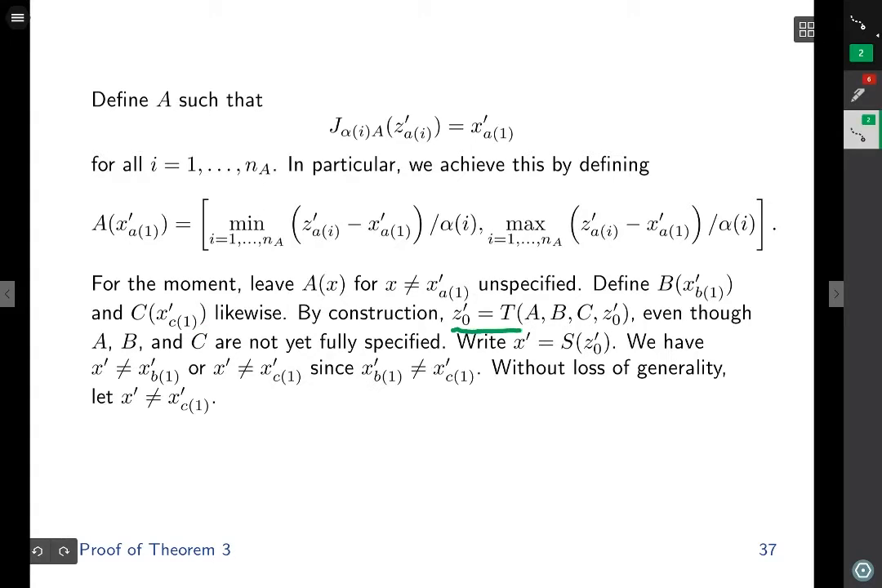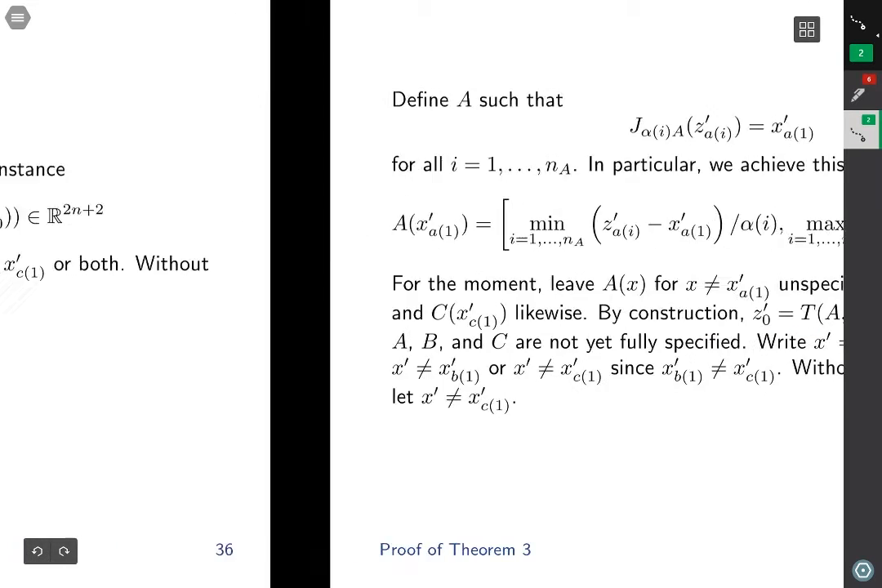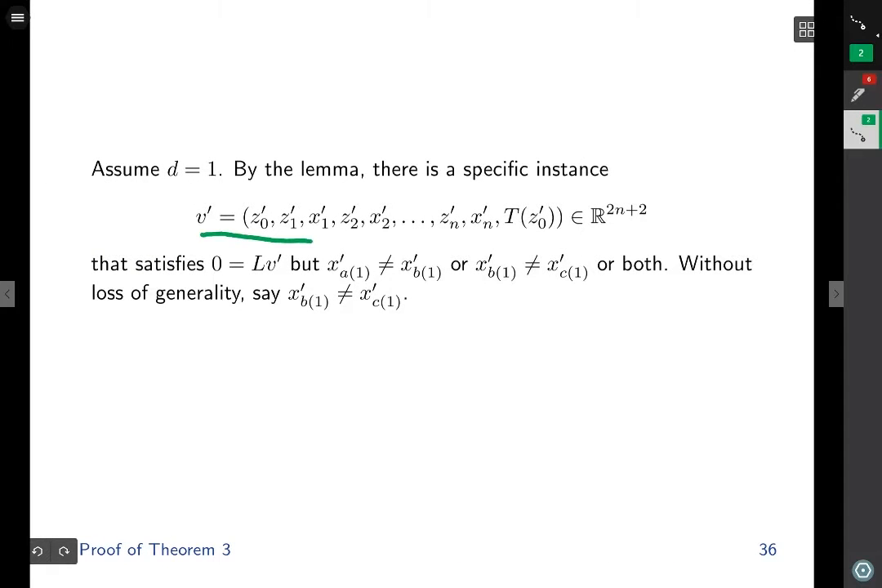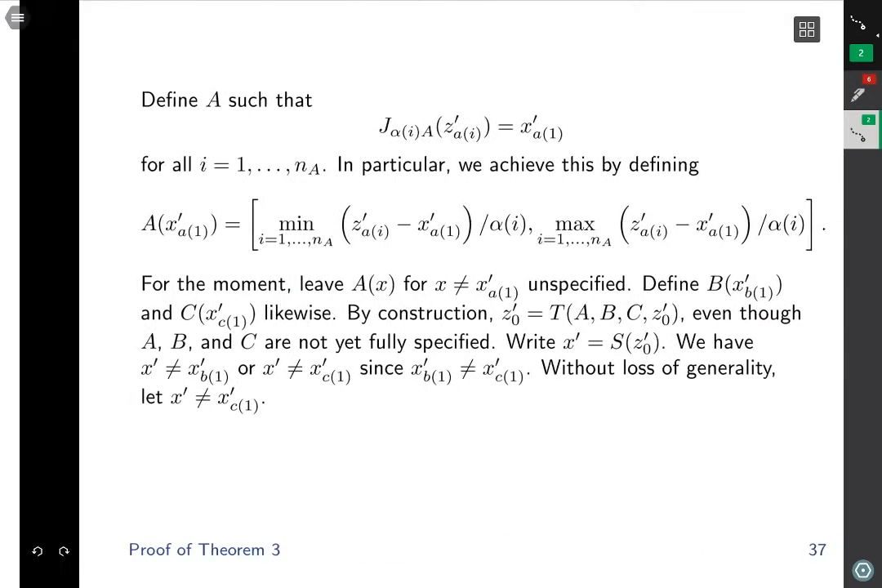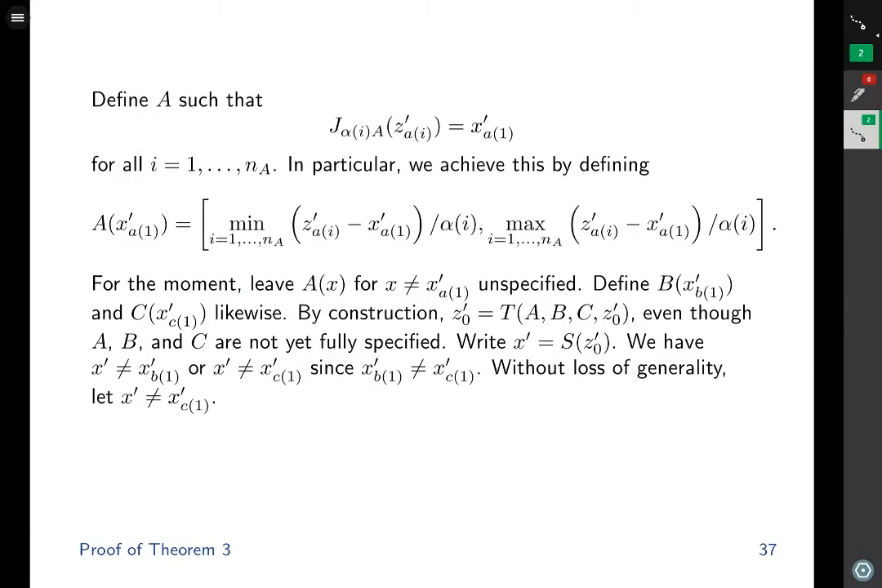By construction, z0 prime is a fixed point of the fixed point mapping T, because operators A, B, and C are designed to match this instance of the variable vector, and this instance of the variable vector satisfies 0 equals Lv prime, and this linear system includes the fixed point condition. The solution mapping S evaluated at this fixed point will have some output. Let's call this output x prime. Since xb1 prime is not equal to xc1 prime, x prime is not equal to xb1 prime, or x prime is not equal to xc1 prime, or both is also a possibility. Without loss of generality, let's assume x prime is equal to xc1 prime.